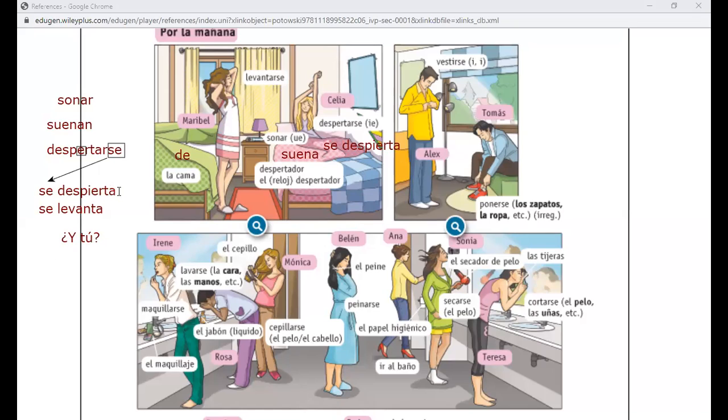What about despertarse? How does it work for that? Would it be yo me despertado? Despierto. Oh, I forgot. Yo me despierto, yo me levanto.